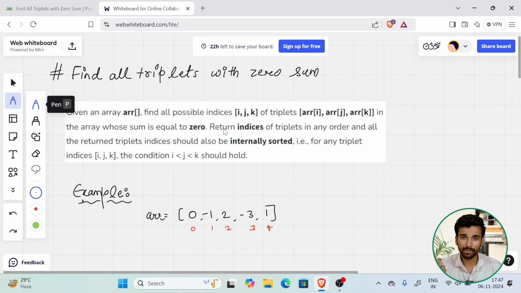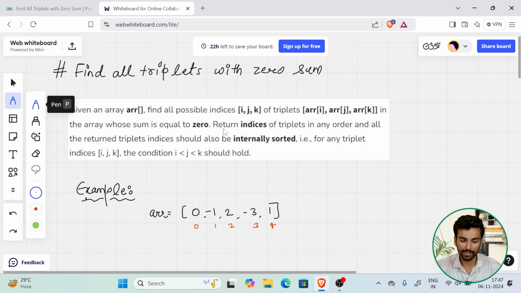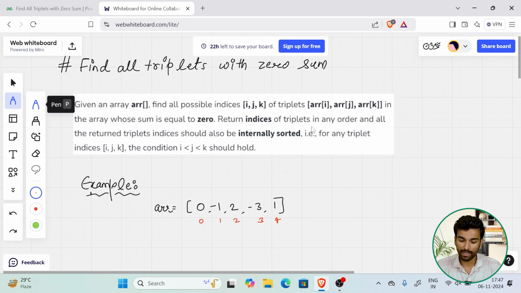Okay, what is the meaning of this line? Basically we are given an array and we have to find all the possible indices i, j, k of triplets such that the sum of the values present on these indices comes out to be equal to 0. Return the indices of triplets in any order, and the returned triplets should also be internally sorted.